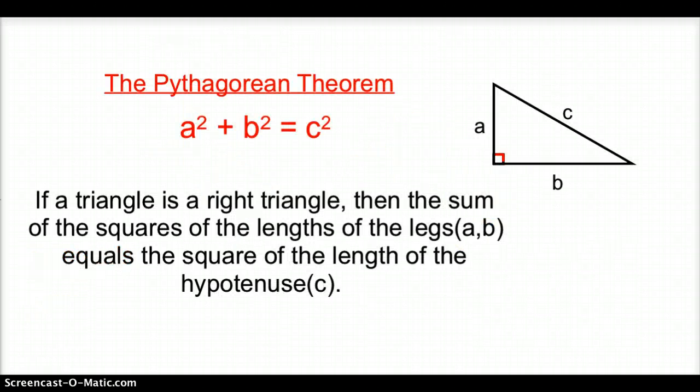Let's get to the Pythagorean theorem. The Pythagorean theorem is known as a squared plus b squared equals c squared. Again, a squared plus b squared equals c squared. And how it reads: if the triangle is a right triangle, and again it only works for right triangles, then the sum of the squares of the lengths of the legs, a and b, equals the square of the length of the hypotenuse. And so c is the hypotenuse. That's a very important key, c being the hypotenuse.